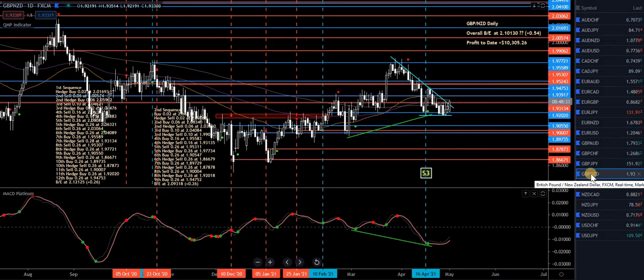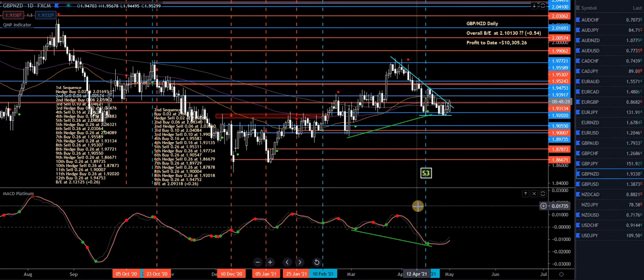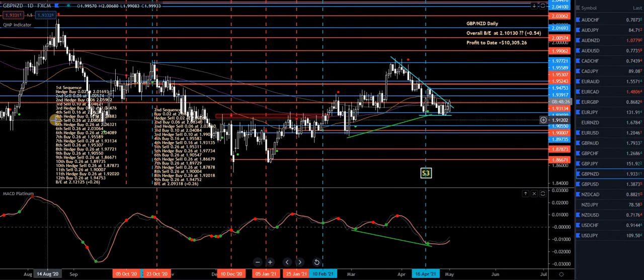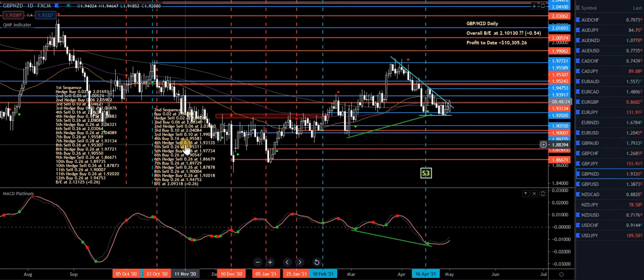Pound New Zealand, this is one of my messy ones, and now here's one that has popped through the trend line nicely. Let's have a look where we're at. So I'm in 2 old sequences here. These are from a long time ago.